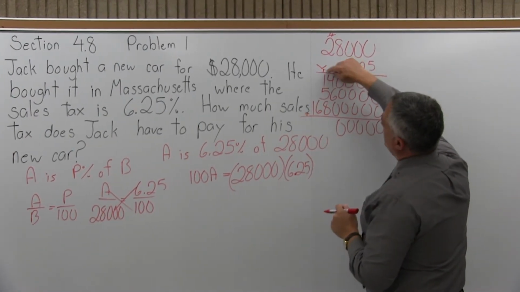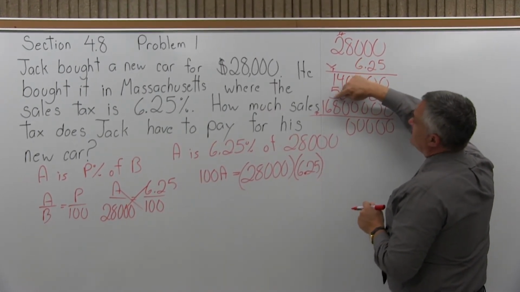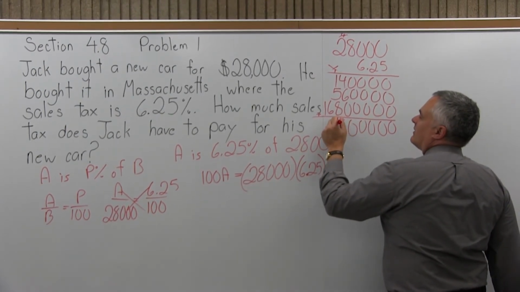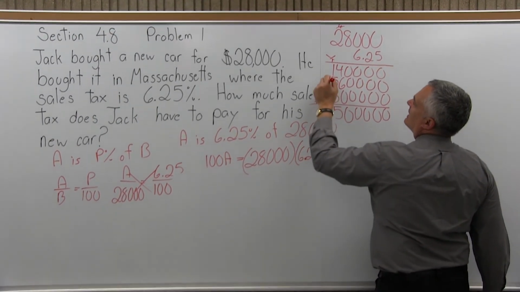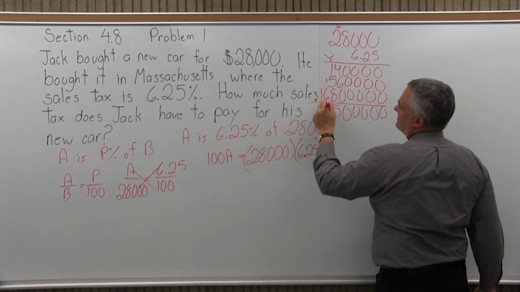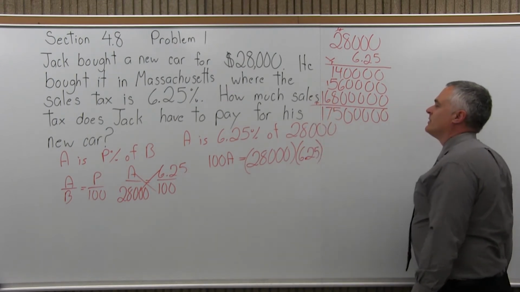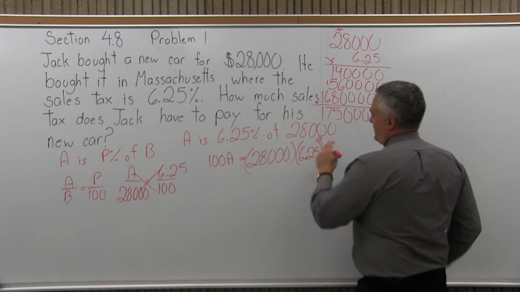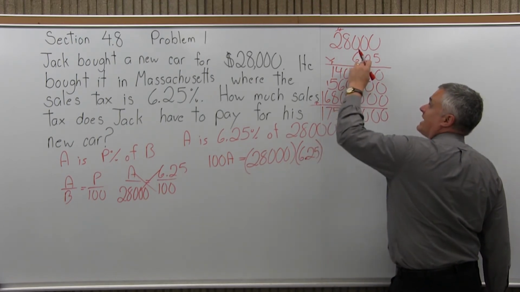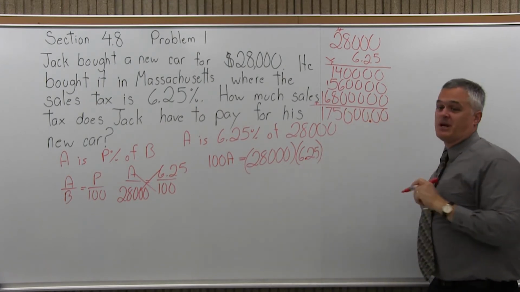So now 1 plus 1 is 2. 2 plus 5 is 7. 7 plus 8 is 15. So now I put the 5 from the 15, carry the 1. So 1 plus 6 is 7. And then nothing plus 1 is 1. So that's the result of the multiplication. Now remember, you had 2 places after the decimal in the question, so I have to put 2 places after the decimal in my answer.